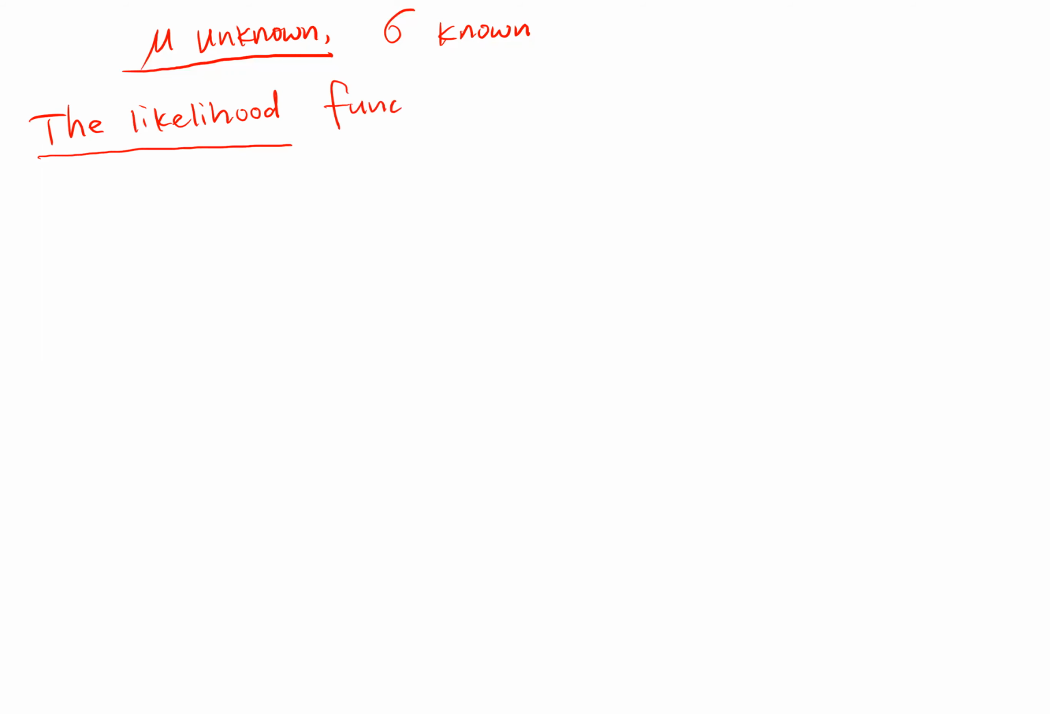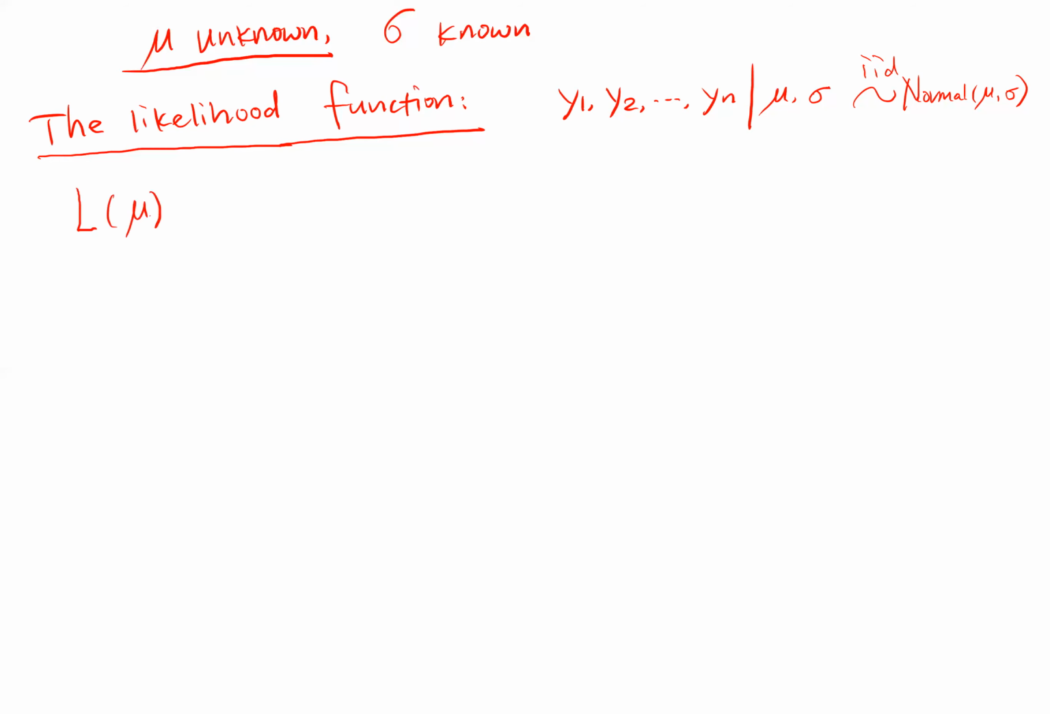So first of all, let's work with the likelihood function. We know y1 to yn are IID. So given sigma and mu, they're IID normal mu sigma. Okay? And now, remember the likelihood is always a function of the unknown parameter. Because now mu is unknown, we express it as L(mu).